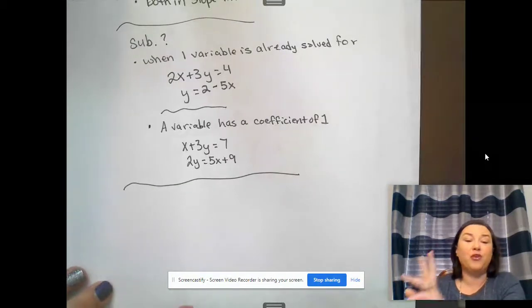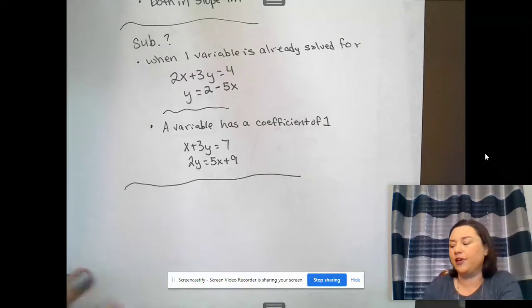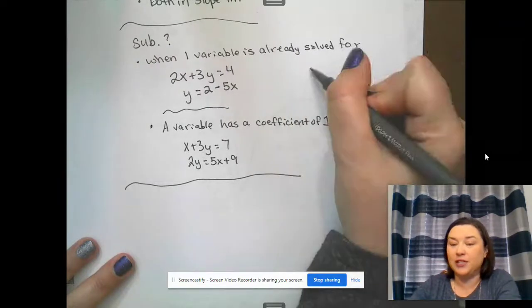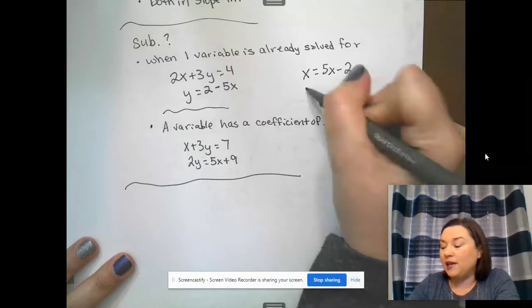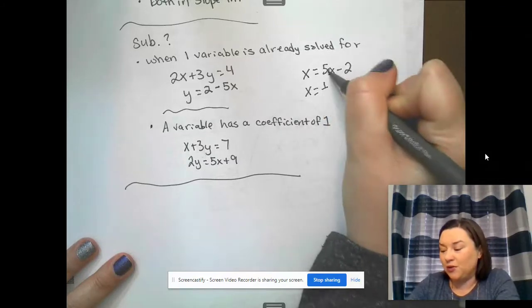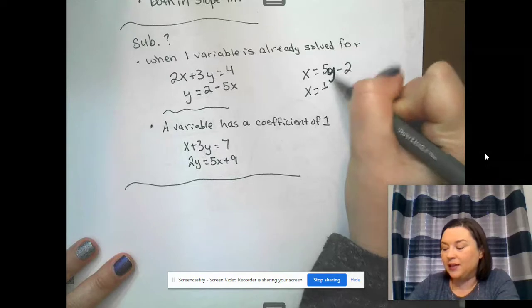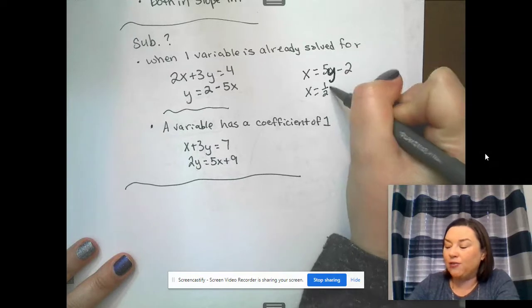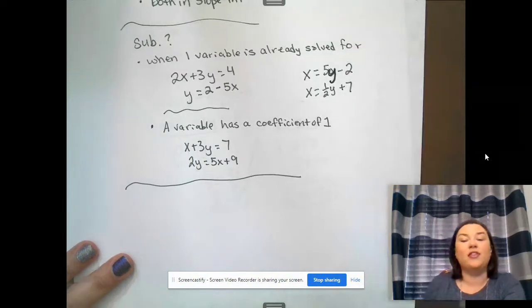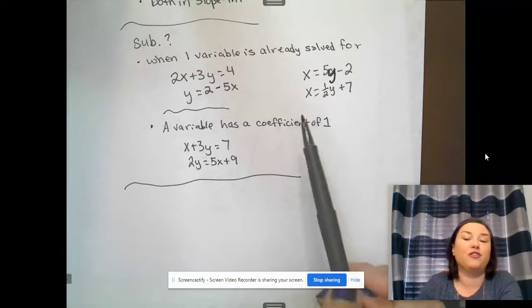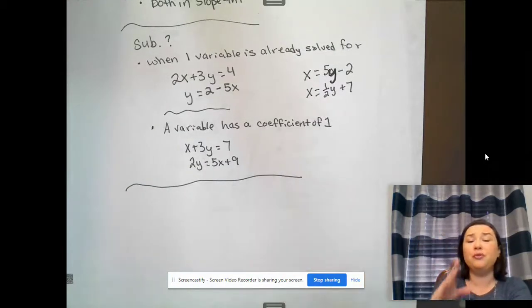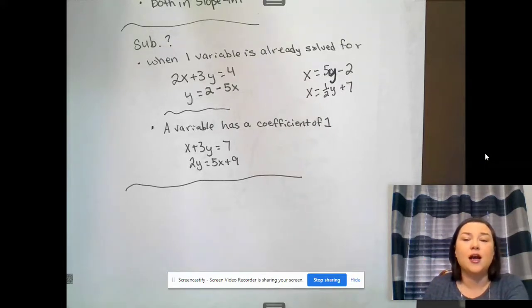Also, if you have both equations already solved for a variable, which kind of goes up here with this one, like if I had y equals 5x minus 2 and x equals 1/2 y plus 7. In that case, substitution would be best as well because they're both already solved for x. You could rearrange it for elimination and subtract to get rid of the x's, but substitution would probably be faster there.